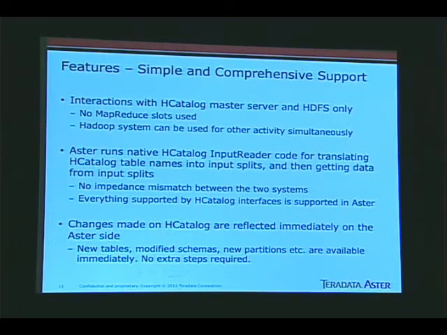And any changes, so when you looked at the execution flow, you noticed that Aster was talking to the HCatalog server to get metadata information directly from there, which means any changes that were made on the HCatalog side are reflected immediately on the Aster side, right? We're not caching anything, we're not tracking the information, so any new tables that are created are immediately available, modified schemas, new partitions, everything is immediately available. There's no multi-step DDL that needs to be done.